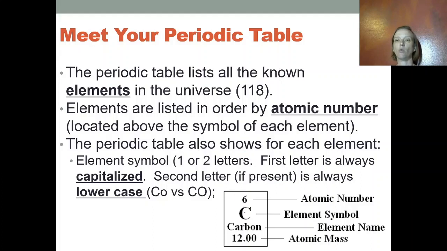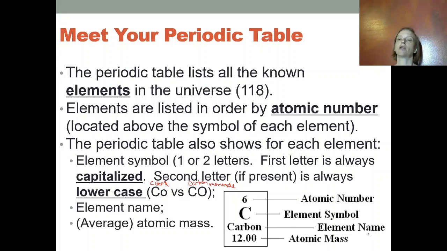The element symbol is one or two letters. The first letter must always be capitalized. The second letter, if present, always must be lowercase. It is important to follow this convention because if you write capital C lowercase o or capital C capital O, those mean two different things. Capital C lowercase o means cobalt, and capital C capital O means carbon monoxide. So it is important to be consistent with your element symbols and write the symbol exactly as shown on your periodic table.